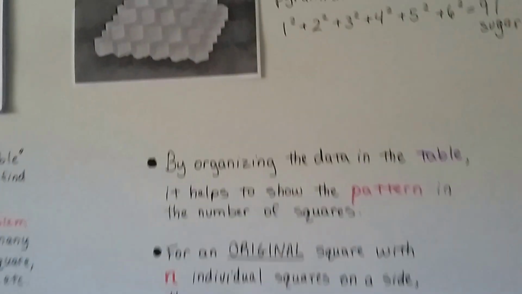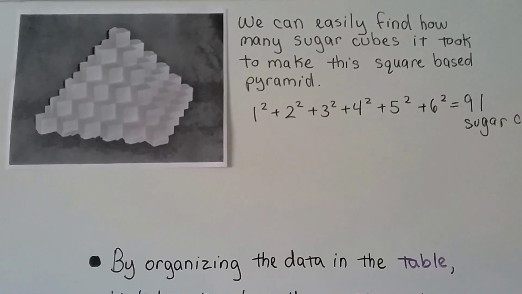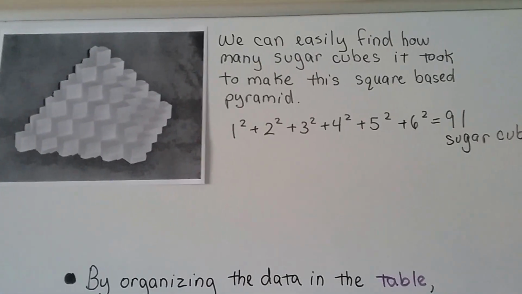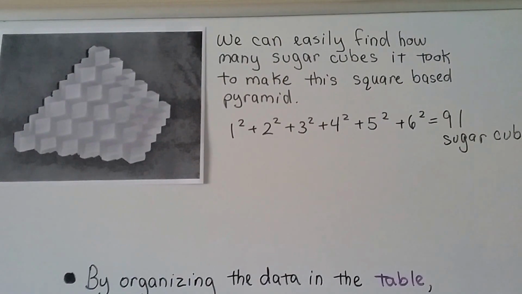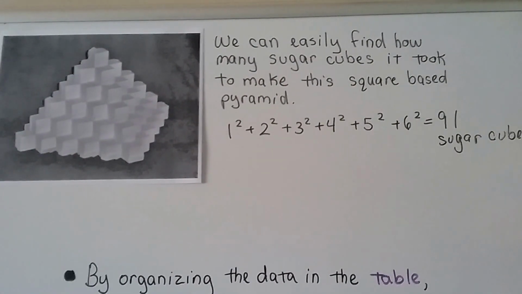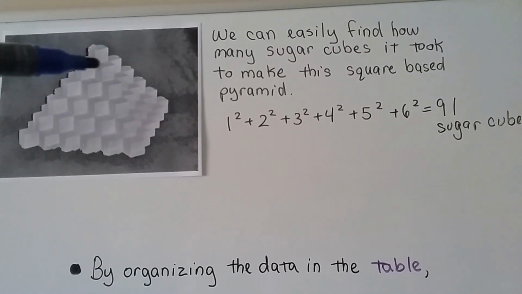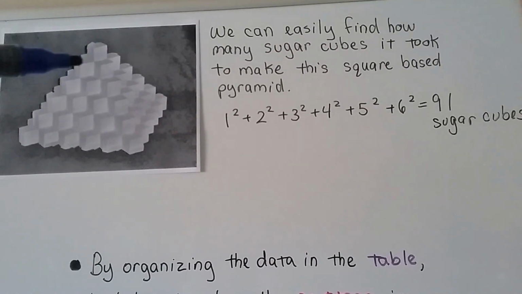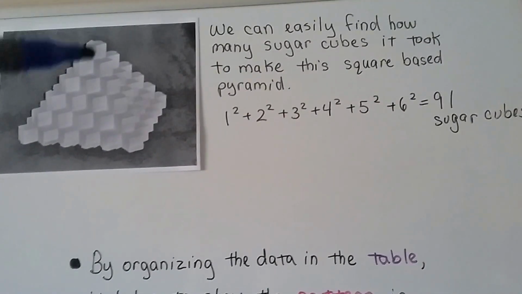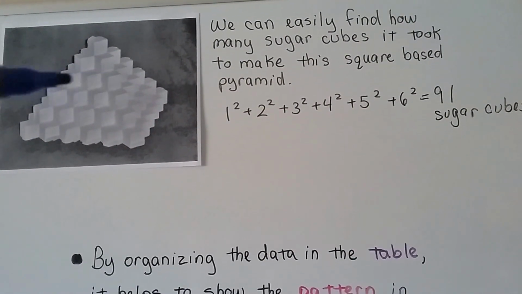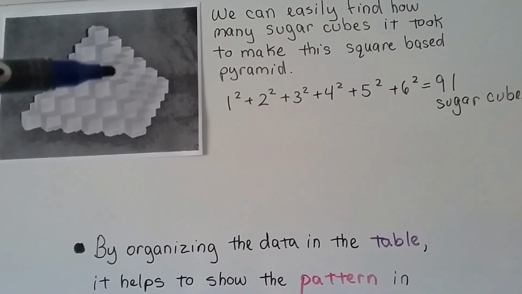Now take a look at this. We've got a square pyramid of sugar cubes, and we can easily find how many sugar cubes it took to make this square-based pyramid. We have 1 cube on the top, that would be the 1 square. Then there's 4 cubes on this second layer here. That's 2 squared. Then we've got 3 sugar cubes going across and 3 going this way.